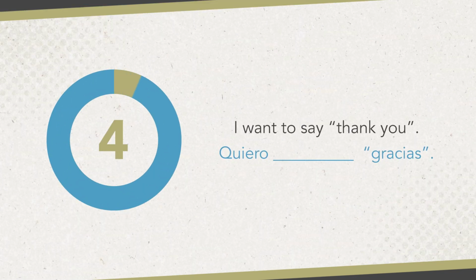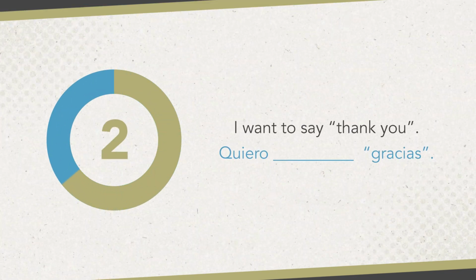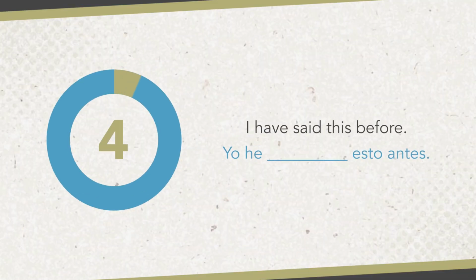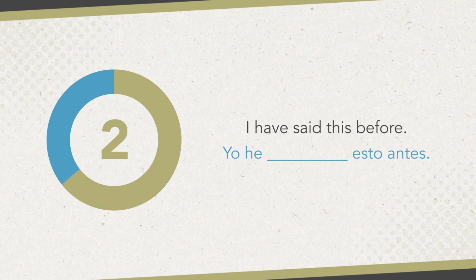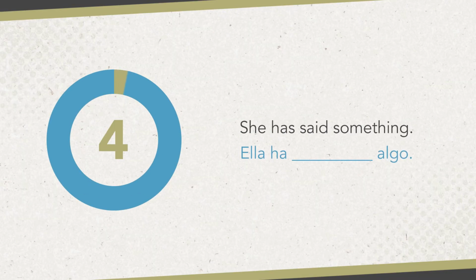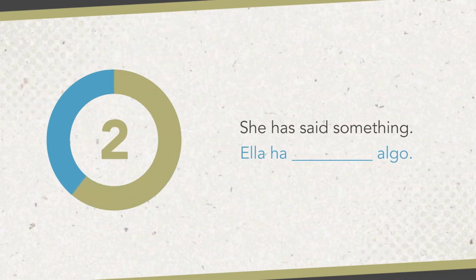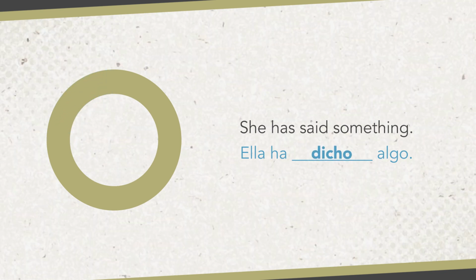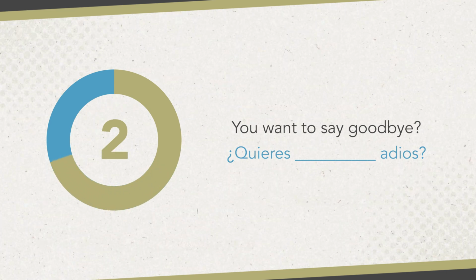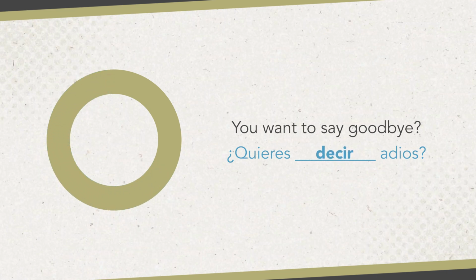Let's get some practice with both decir and dicho with some of our flashcards. First example, I want to say thank you. Quiero decir gracias. I have said this before. Yo he dicho esto antes. She has said something. Ella ha dicho algo. You want to say goodbye? ¿Quieres decir adiós?